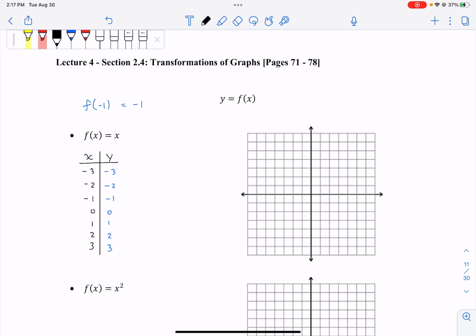So if I start to graph it, negative 3, negative 3, negative 2, negative 2, negative 1, negative 1, 0, 0, 1, 1, 2, 2, 3, 3, like that, you see that if I keep going lower or I keep going higher, my points will pretty much follow this pattern. And this is what we call the f of x is equal to x graph, or the y equals f of x, y is equal to x graph.